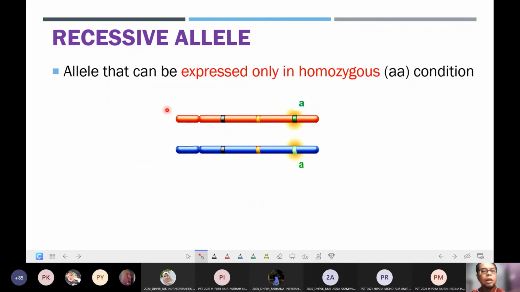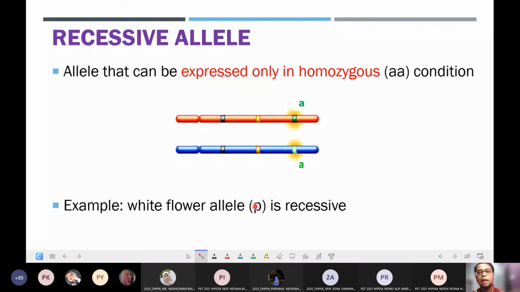Meanwhile, a recessive allele refers to an allele that can be expressed only in homozygous condition. For example, like this one. Okay, we can see that there are these two recessive alleles, small letter a and small letter a. And for example, in plants, the white flower allele is said to be the recessive type of allele, in which this allele can only produce white flower if there are two of this allele. And usually we use the small letter as the symbol for this recessive allele. So for example, we are using this small letter p. Okay, and so the plant will have white flower only if there are these two small letter p alleles together.